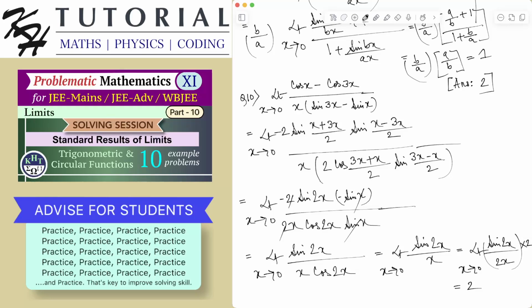So this was pretty straightforward and very easy problems based on the standard results of trigonometric functions, especially sin x and tan x: limiting value of sin fx by fx when fx tending to 0 is 1, and limiting value of tan fx by fx when fx tending to 0 is 1. But you must be very strong and well aware of all the trigonometric identities and formulas to solve this kind of problems.